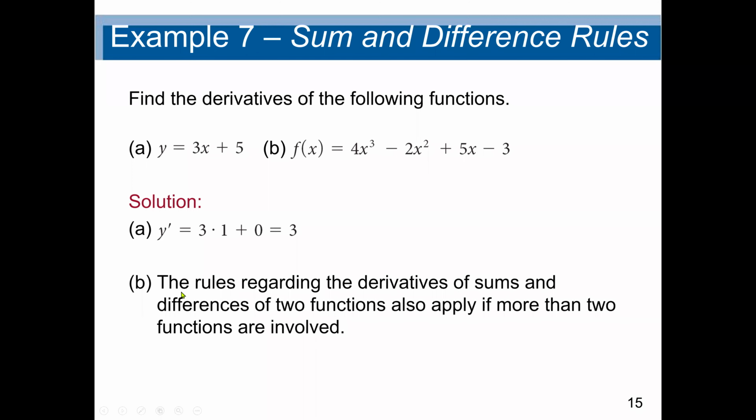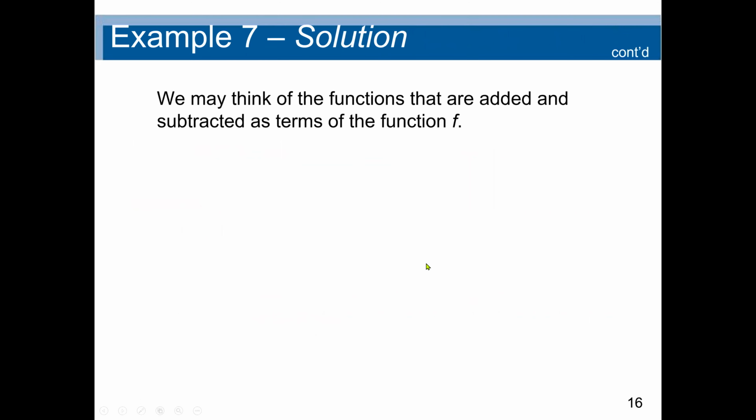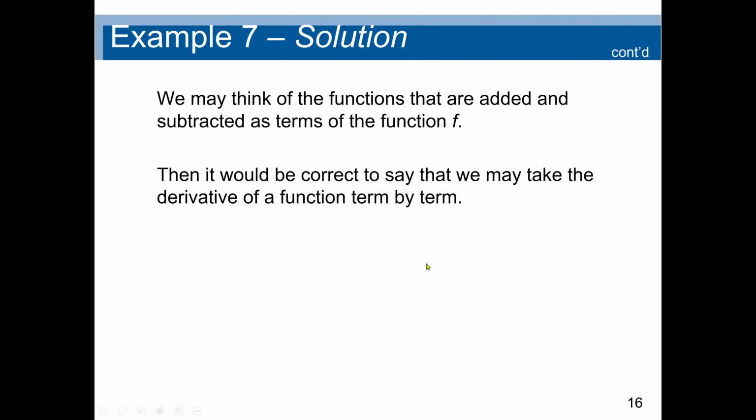Then let's go to the second one. They explain here to us that the rule regarding the derivative of sums and differences of two functions also applies if more than 2 functions are involved. So if I have 20 functions, or here we have 4x cubed minus 2x, it still applies. So we have 4 different terms, and we solve them separately as we said. So the answer here will be again 12x squared.